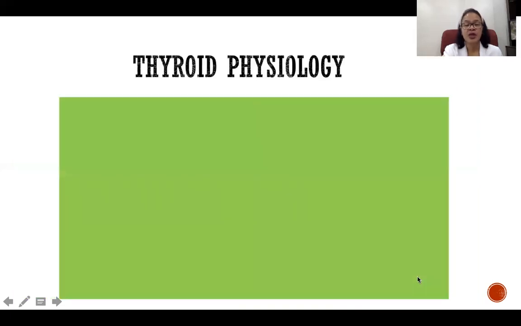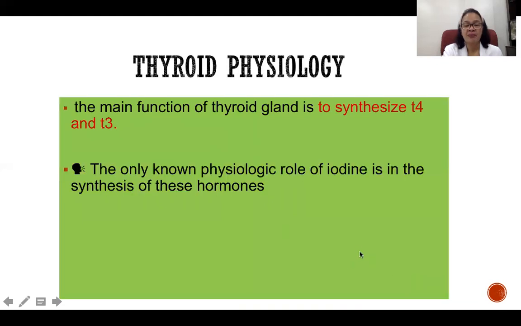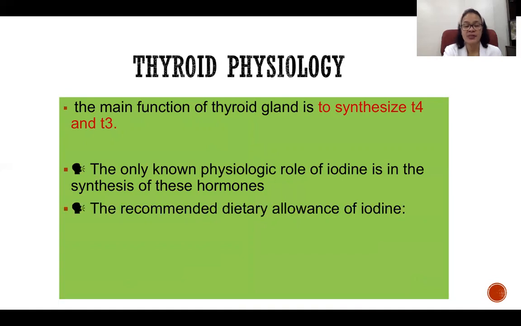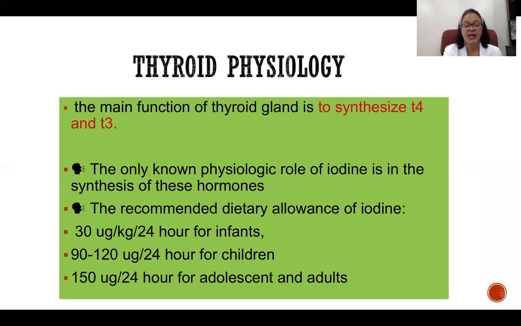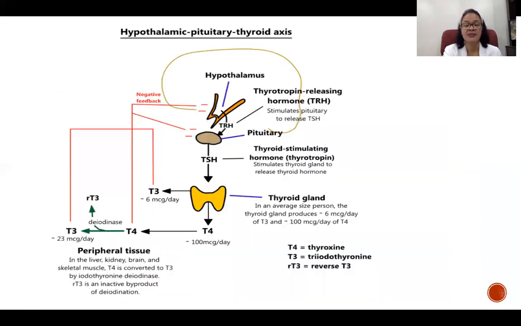Okay, so the main function of our thyroid gland, of course, is to synthesize these two hormones. And the only known physiologic role of your iodine is in the synthesis of these two hormones. So the recommended dietary allowance of iodine is 30 micrograms per kilogram in 24 hours for infants, 90 to 120 micrograms per 24 hours for children, and 150 per 24 hours for adolescents and adults.